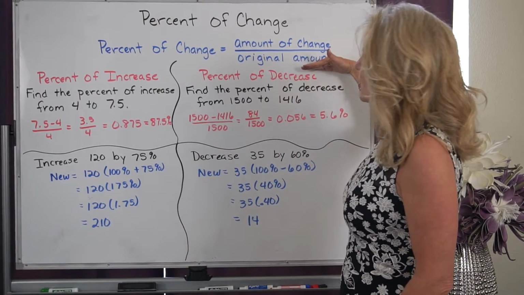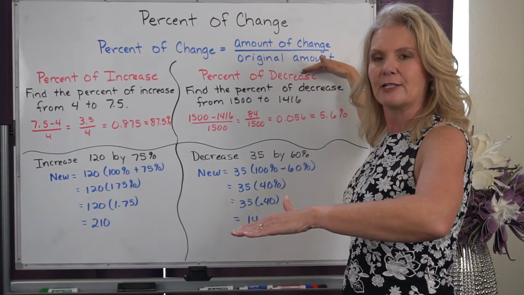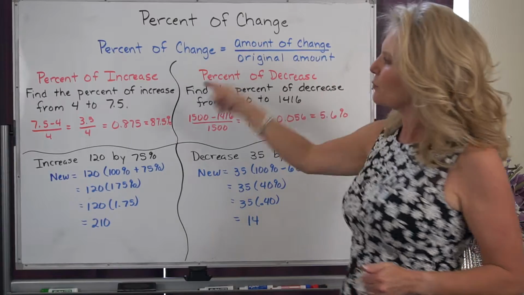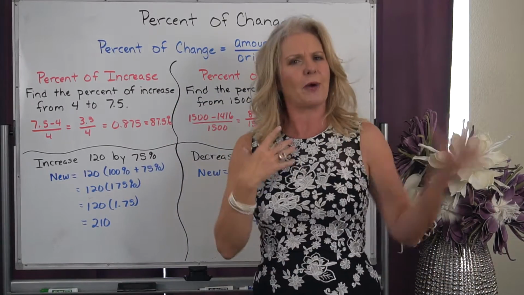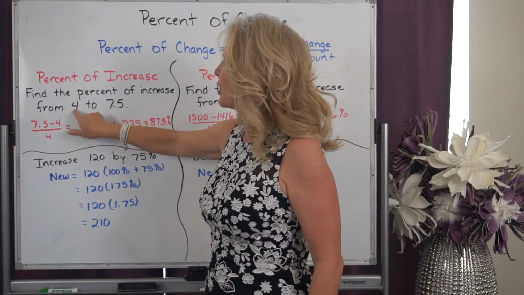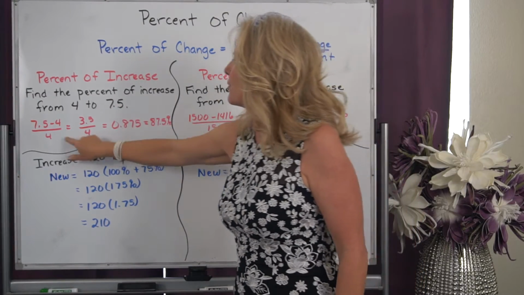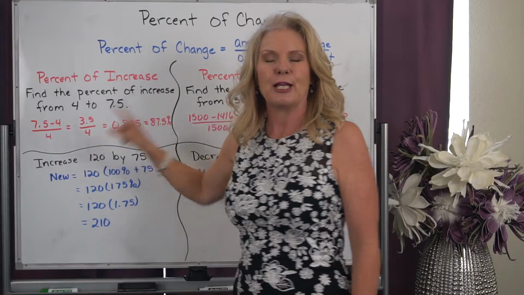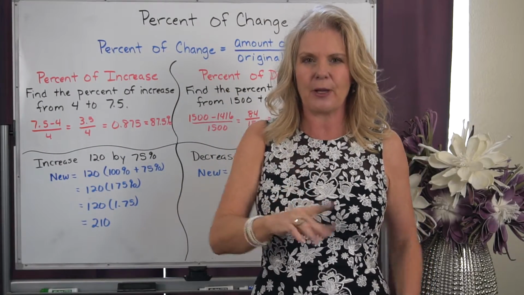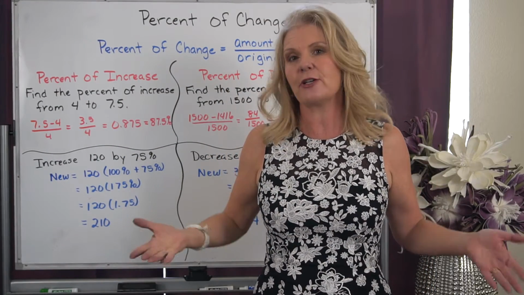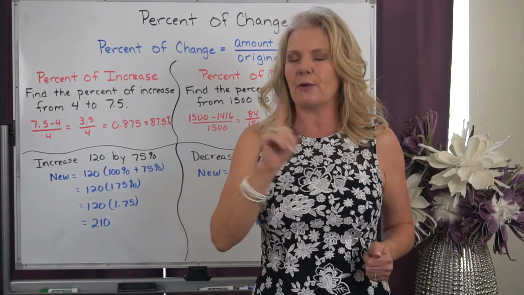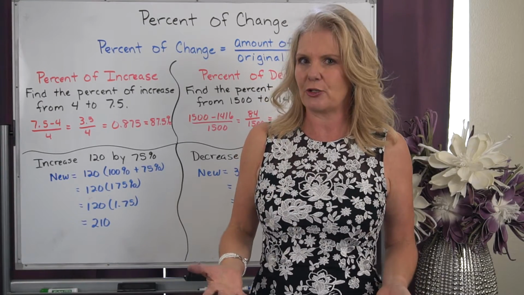Now remember, we always are going to compare that to the original amount. So I have to reread my problem and I have to think, where did I start? Well, I started at 4 and then went to 7.5. Therefore, my original amount was 4. Now notice that sets up a ratio, and we can always divide those ratios in order to get a decimal. And once we have the decimal, we can change it to a percent.